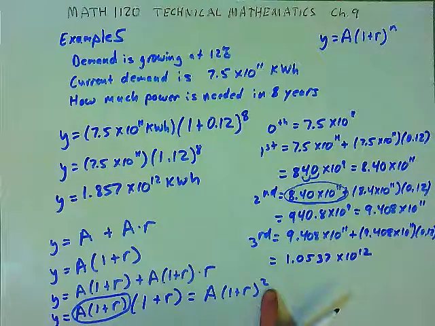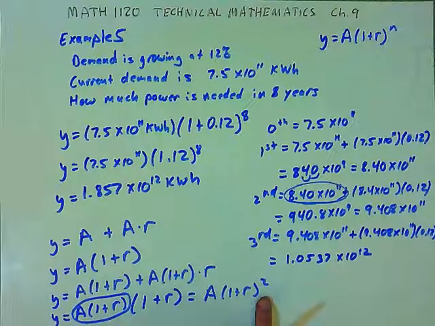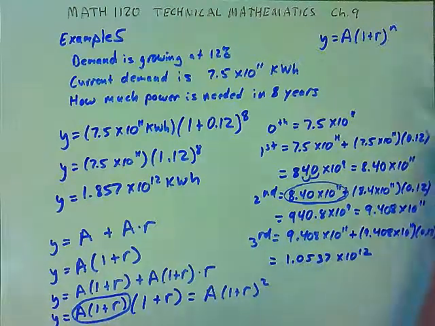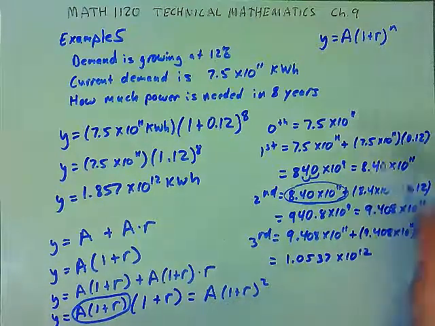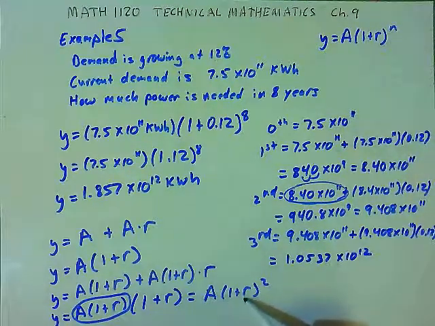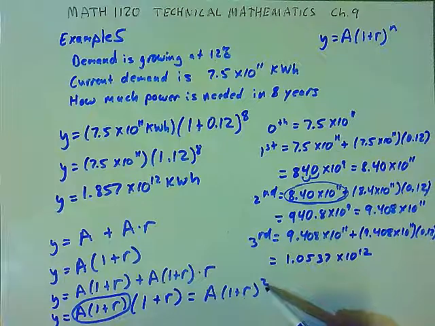At the third year, if I do this again, the exponent will become 3. And at the fourth year, it becomes 4. Fifth year, it's 5, 6, 7, 8. Right? And so that's what the formula says. Whatever the initial amount is, times 1 plus R, to whatever power that we have.